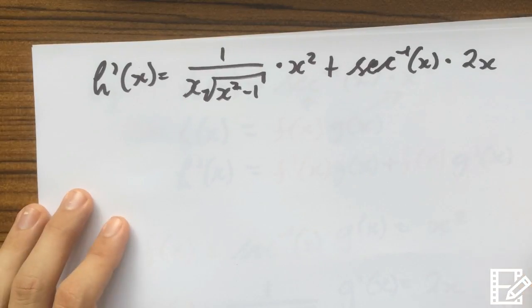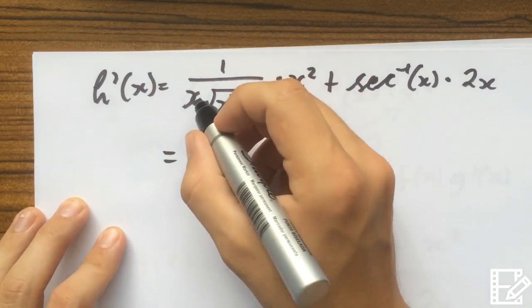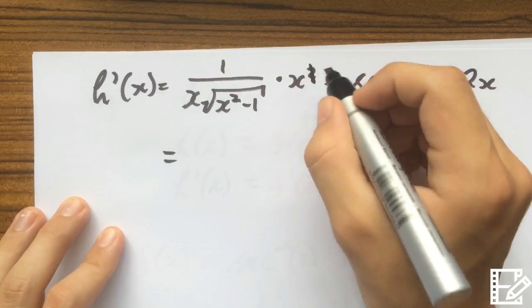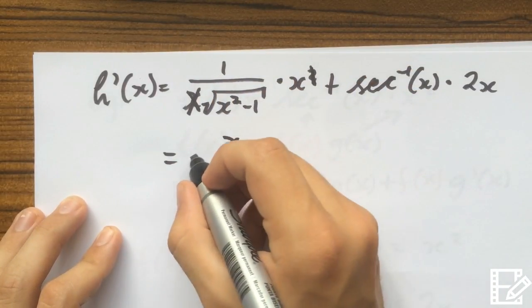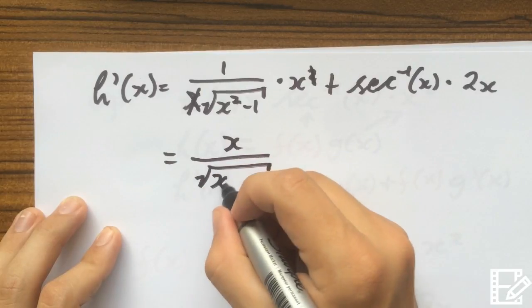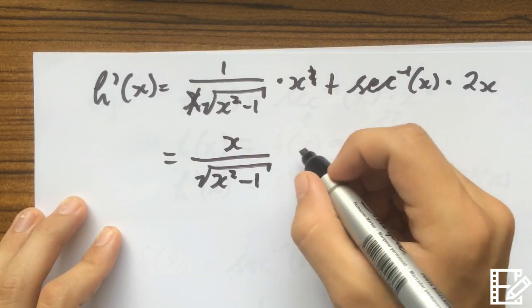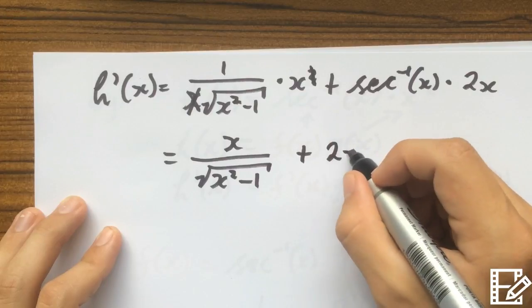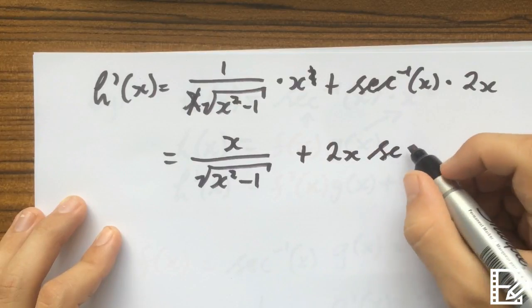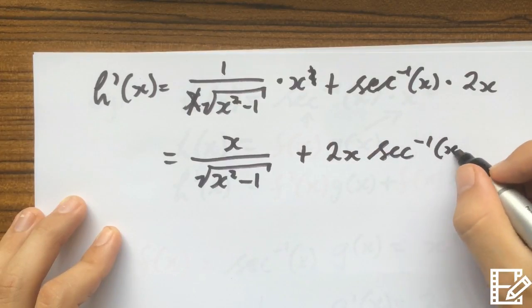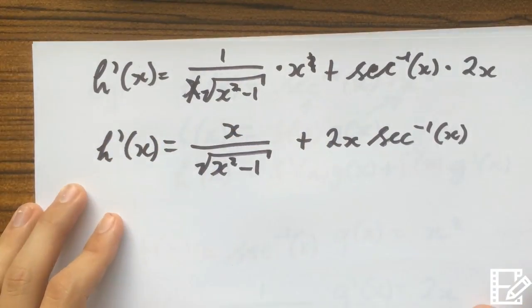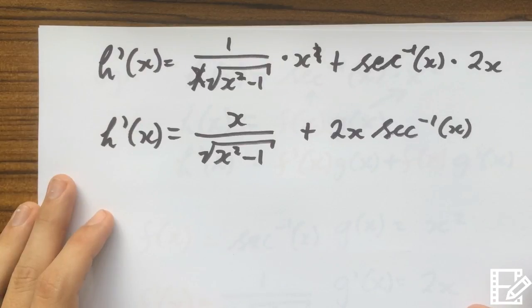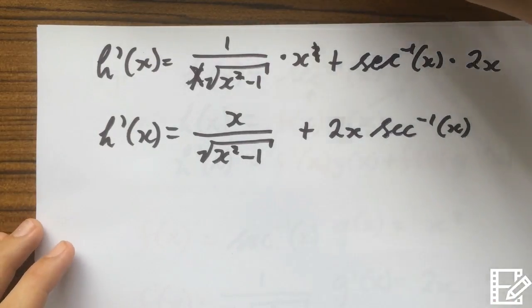Okay, now we're going to do simplifying. So we've got an x here and an x here. Take one off the top, get rid of the one on the bottom. So that'll look like x over the square root of x squared minus 1, plus, we'll just bring the 2x out the front, followed by the inverse of secant x. And that there is our derivative of inverse of secant x multiplied by x squared.